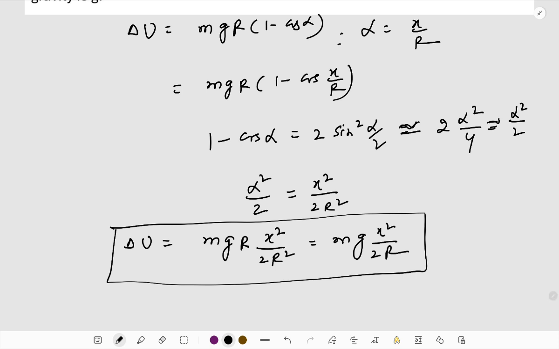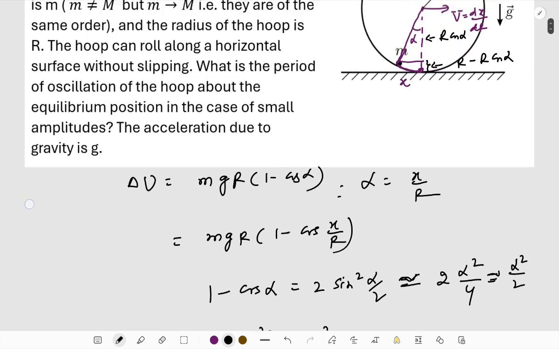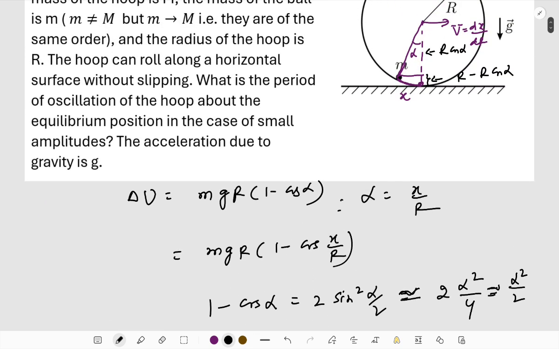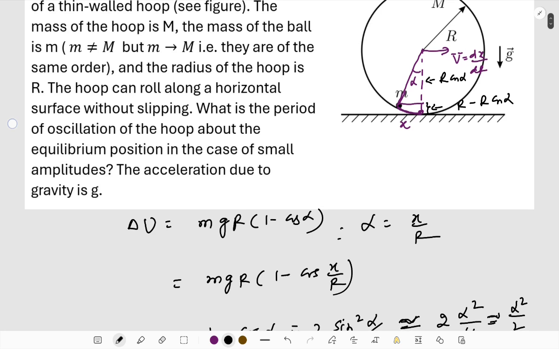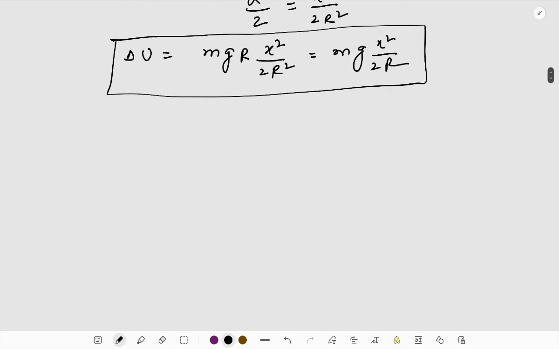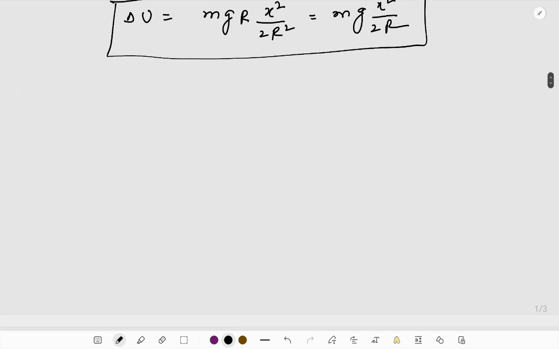And now I would like to write the kinetic energy of the hoop and the ball. So I am going to look for the kinetic energy of the hoop first. Kinetic energy of the hoop is obviously half MV square, capital M, capital V square. What about the kinetic energy of the ball?